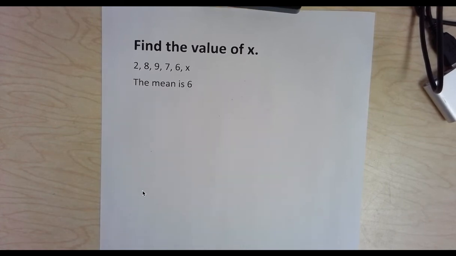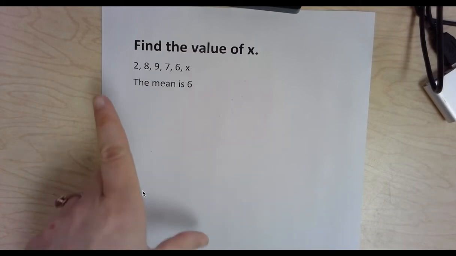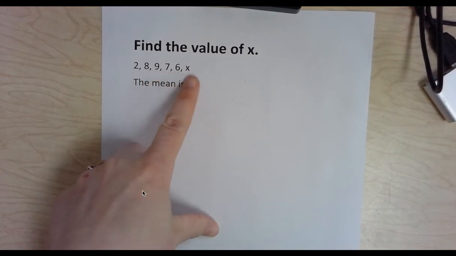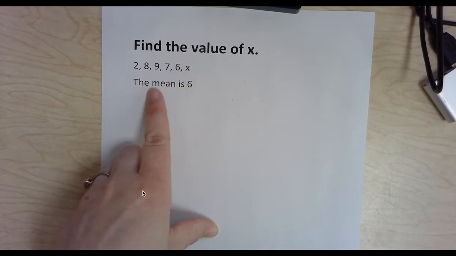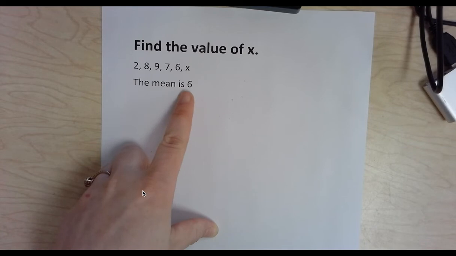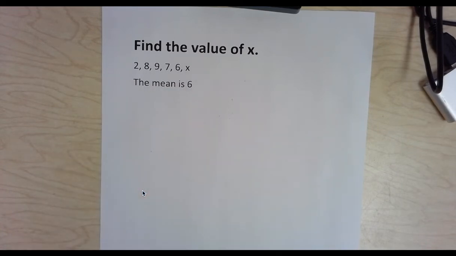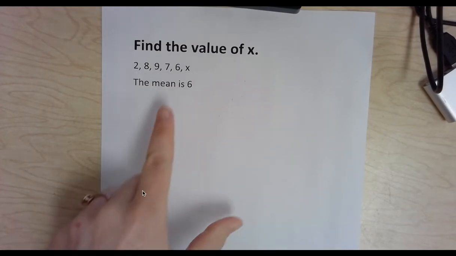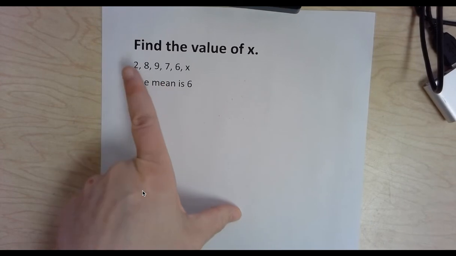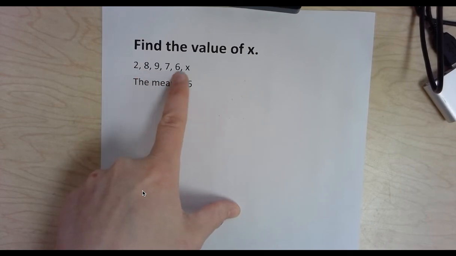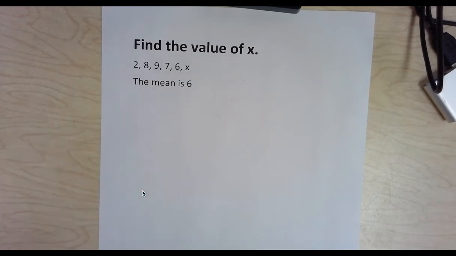All right, the last example, find the value of x. So we're given a data set here. One of the numbers is missing, represented by an x, and we're told that the mean or average of this data is 6. We need to find x. X can easily be found by setting up an equation. To find the mean or average, you add up all the numbers in your data set and divide by the number of numbers.